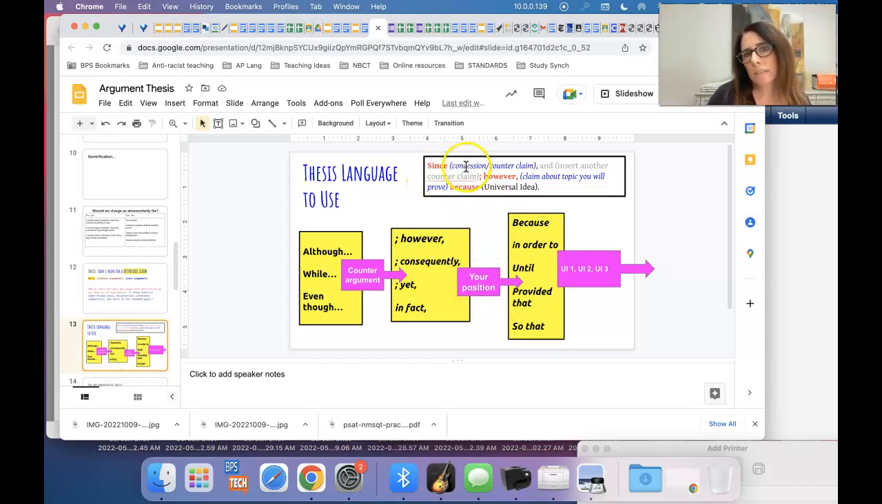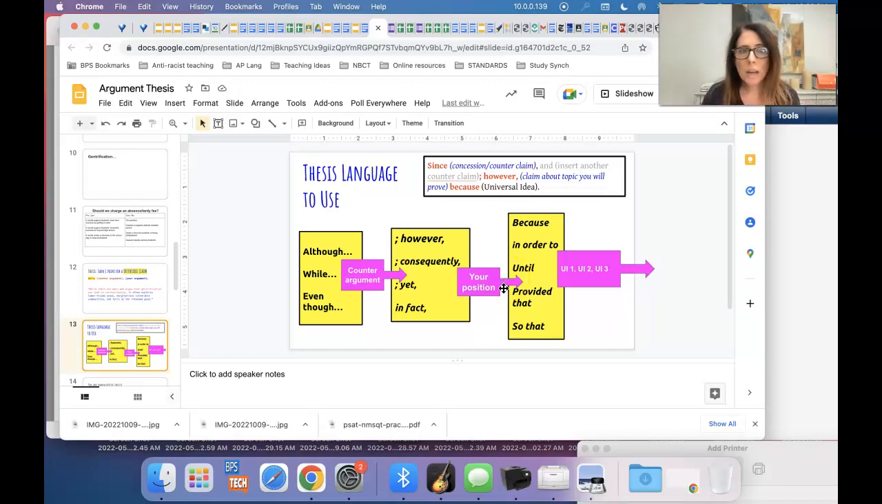So since, again, a concession is conceding to or naming or giving a nod to the other side. Since, counter, however, mine, right? Because universal idea 1, 2, and 3. So I want you to take a picture of this slide, really understand this slide, memorize it. Just pick one of these. Just do a while, counter argument, however, my argument, because UI 1, 2, 3. And really, we need to memorize this.